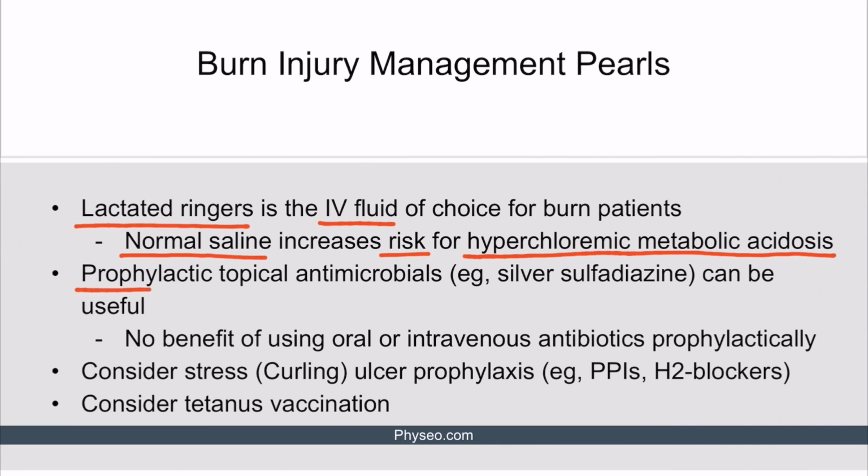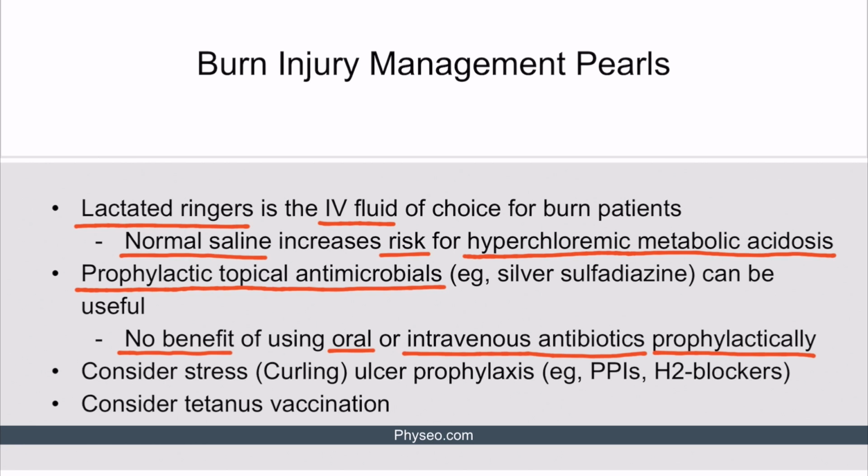Second, prophylactic topical antimicrobials, such as silver sulfadiazine, can be useful in the prevention of a burn wound superinfection. However, there is no benefit of using oral or IV antibiotics to prophylax against a burn wound infection.